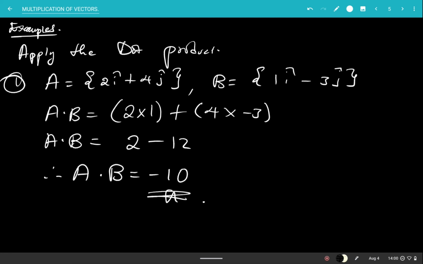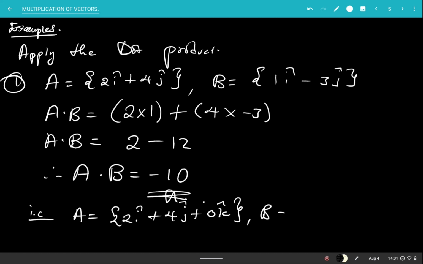So in actual sense, A looks like this: 2 in the i plus 4 in the j plus 0 in the k. And B also looks the same: 1 in the i minus 3 in the j plus 0 in the k. But if you multiply the k component with the k component, you get 0. And if you add the minus 10 to a 0, you get the minus 10. So basically it won't change anything.